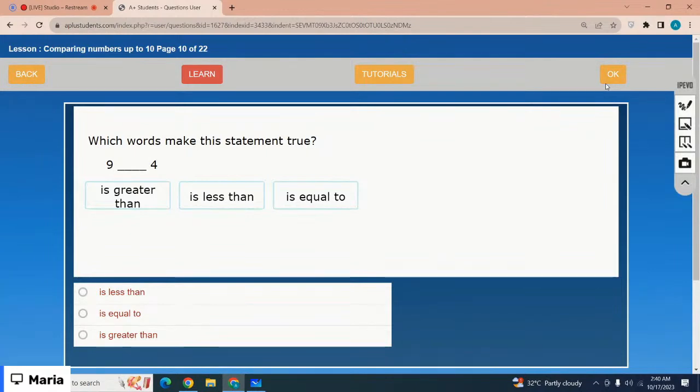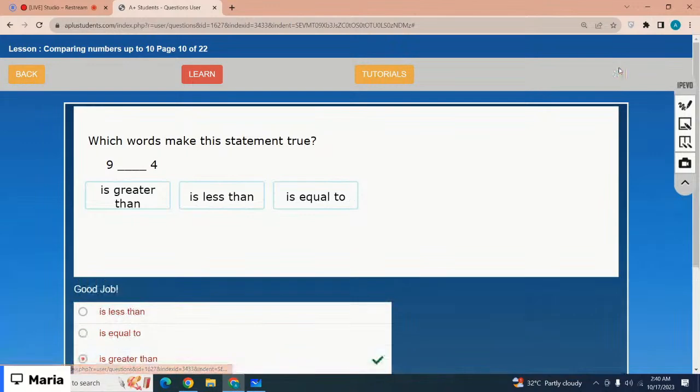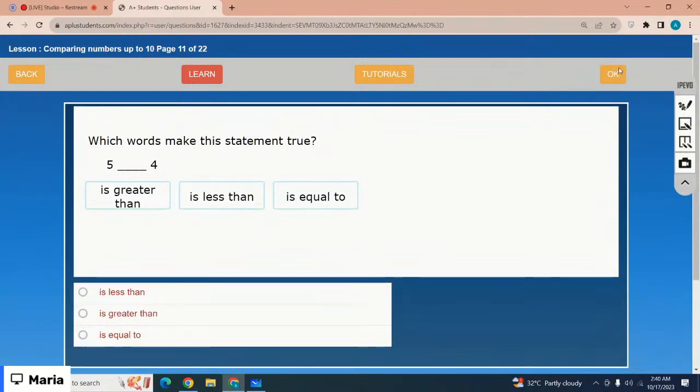Which words make the statement true? 9 and 4. Which is the correct option? 9 is greater than 4, right? When you're counting, 9 comes after 4, so that means 9 is greater than 4, right? Okay, you can complete the lesson by yourself later today.